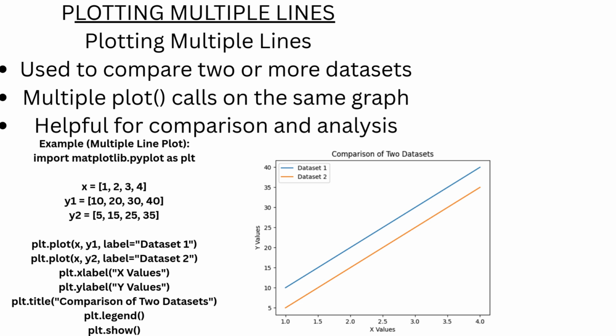Sometimes we need to compare more than one dataset on the same graph. This can be done by plotting multiple lines on a single set of axes. In this example, we plot two different datasets using two plot functions. The legend function is used to identify each line clearly. Plotting multiple lines helps us compare trends and variations between datasets, which is very useful in engineering and data analysis.